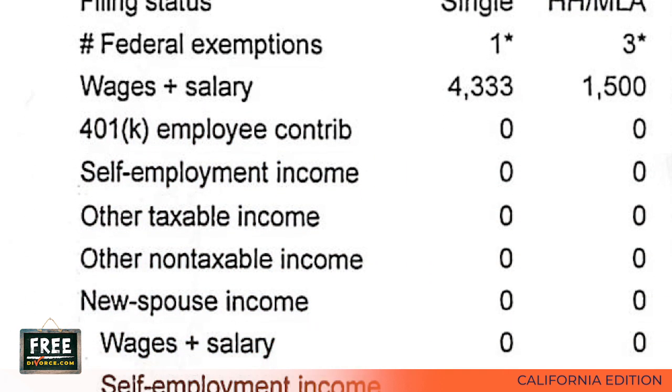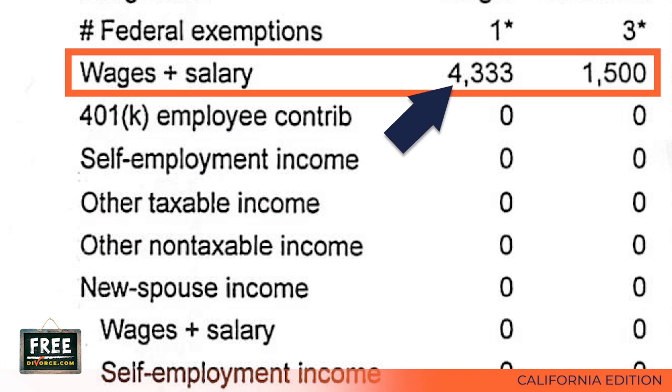We are assuming father earns $4,333 per month and mother earns $1,500 per month. You will see the $4,333 number and the $1,500 number in the wages and salary data entry line. These salary numbers are the gross amounts of each party's salary, not the net after-tax amounts of their earnings. Always use the gross before-tax amounts for purposes of calculating child support.